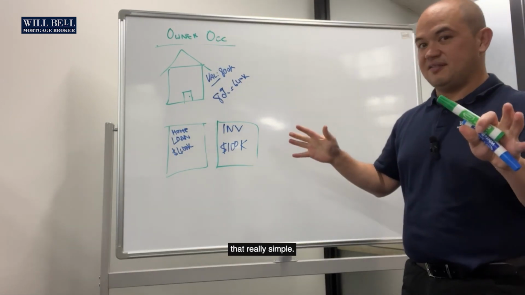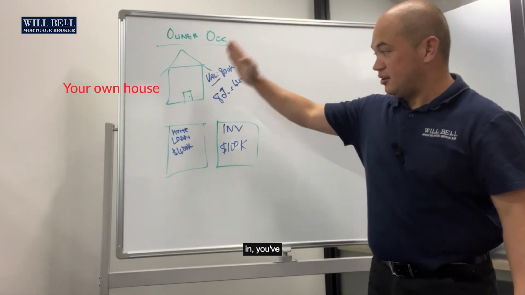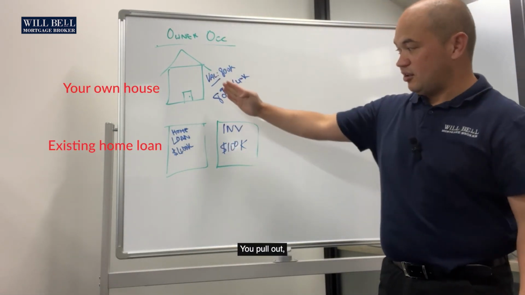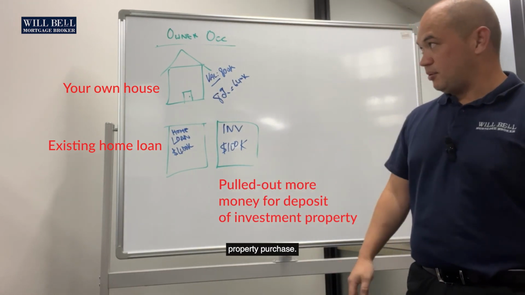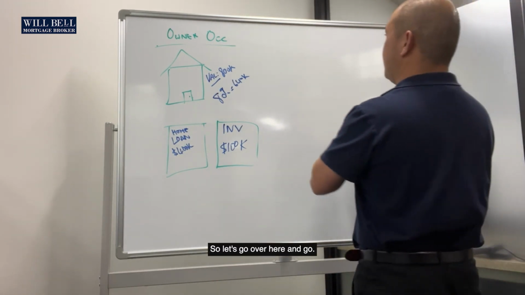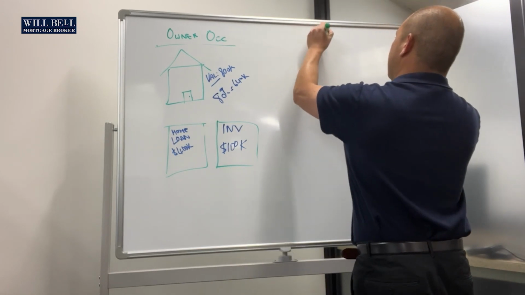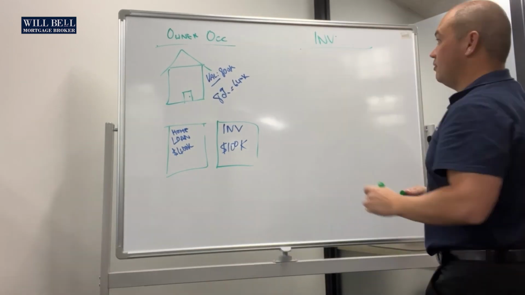So let's just summarize that really simply. You've got the house you live in, you've got your existing home loan against it, you pull out some more money for the deposit for the investment property purchase. So let's go over here and go to the investment.